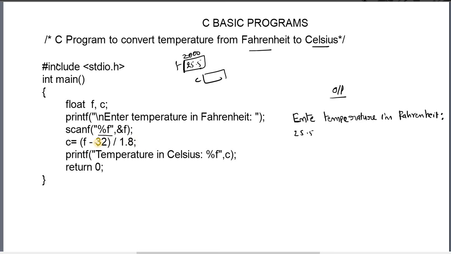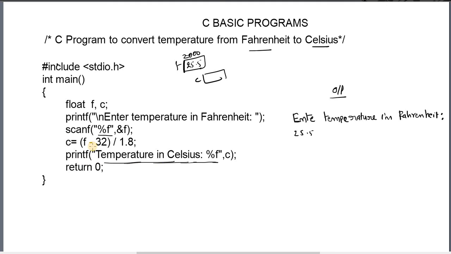By this formula, when this expression is executed, C will get the temperature in Celsius. It is a formula. C will get the Celsius value, then this printf will print the message which is given here. The same message, printf takes and prints.